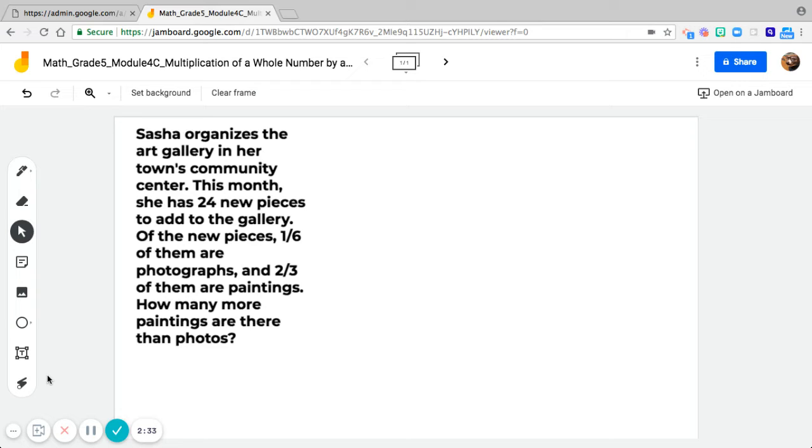Sasha organizes the art gallery in her town's community center. This month, she has 24 new pieces to add to the gallery. Of the new pieces, 1/6 of them are photographs, and 2/3 of them are paintings. Okay, so what are the quantities in this situation? I want you to think about that second read that we just did. What are the actual quantities? What are the amounts? What are the values that we notice in this problem? So I'll give you a few moments to think about that.